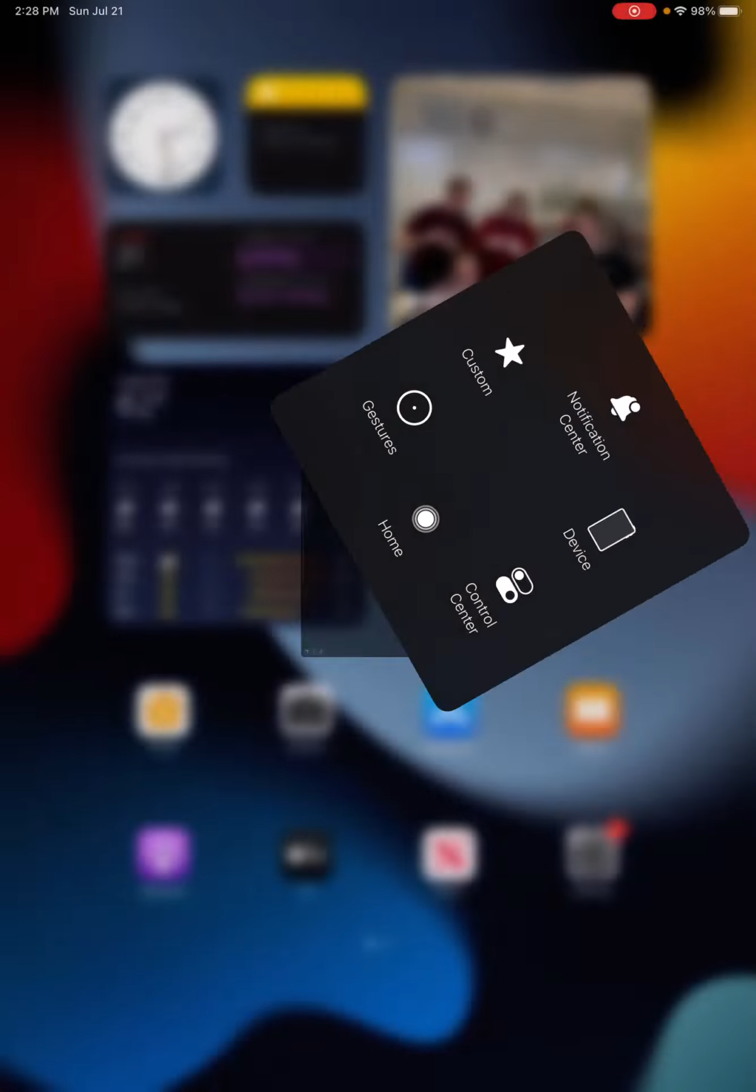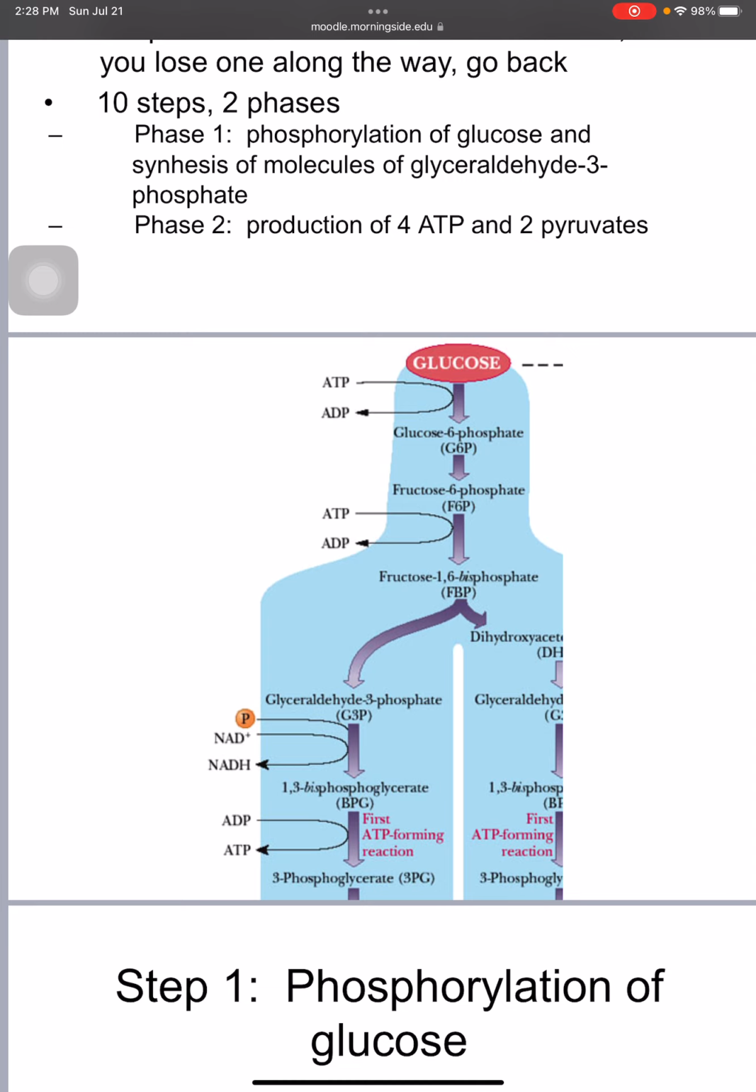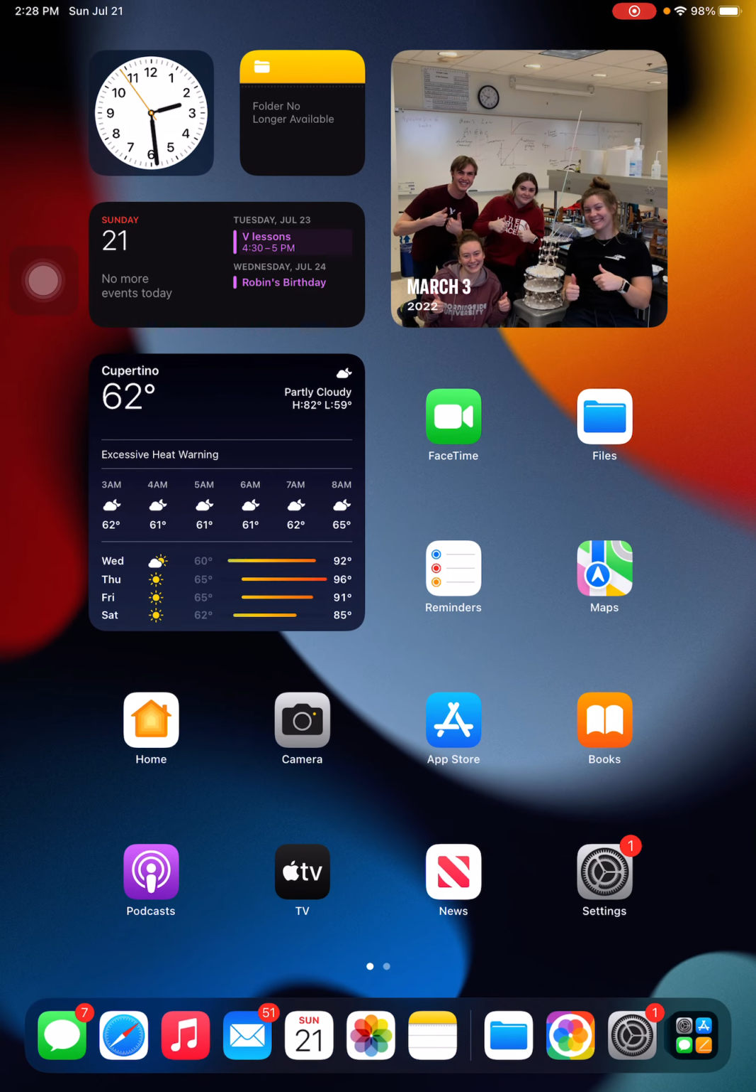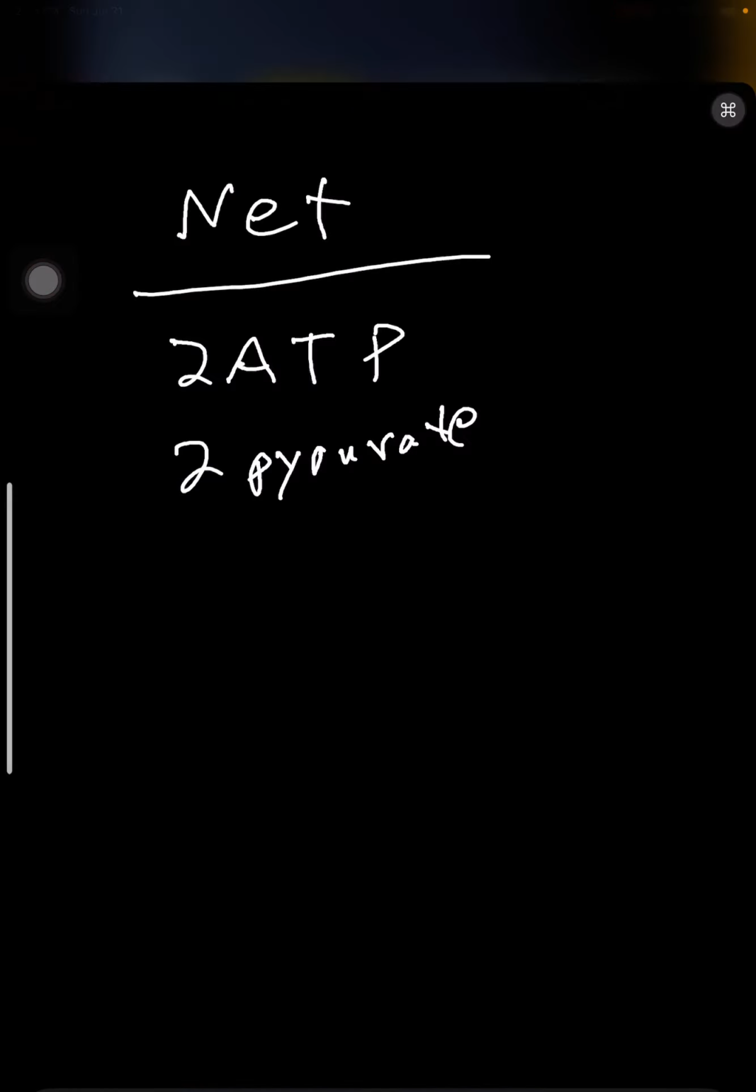If you look at this blue picture here, one other important biomolecule to look at is NADH, right? We also produce NADH. That's going to be important.